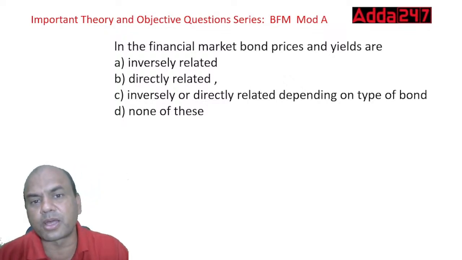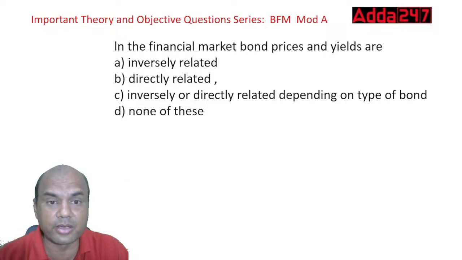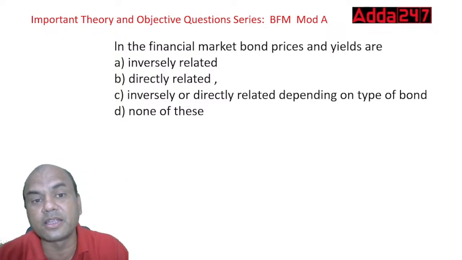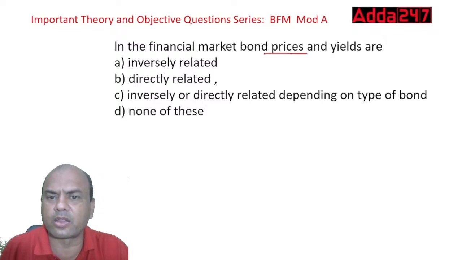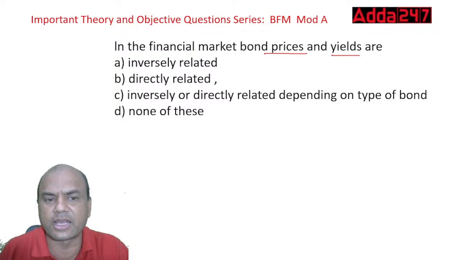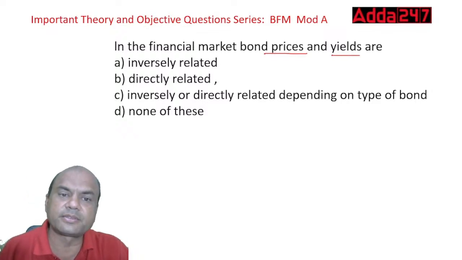In financial bond markets and in financial market, bond prices and yields are. So this bond price and yields are what? Directly or inversely related? Inversely, directly, inversely or directly, depending on the type of the bond. None of the above. So the bond prices and yields are always, they are always.